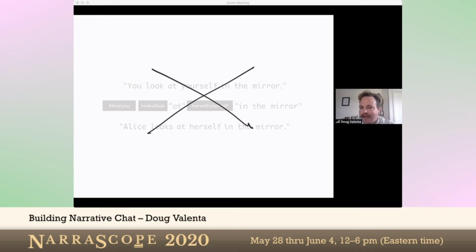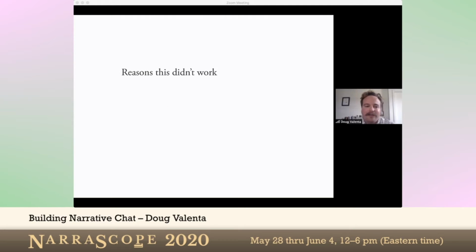And this is not, in the end, how narrative chat works. There are several reasons why this didn't work. First of all, it doesn't scale well beyond 2 players. When you have multiple people in the room, and especially when people can mention each other in their own emotes, you start to get a lot of complexity in terms of how many different versions of the string you need to make.